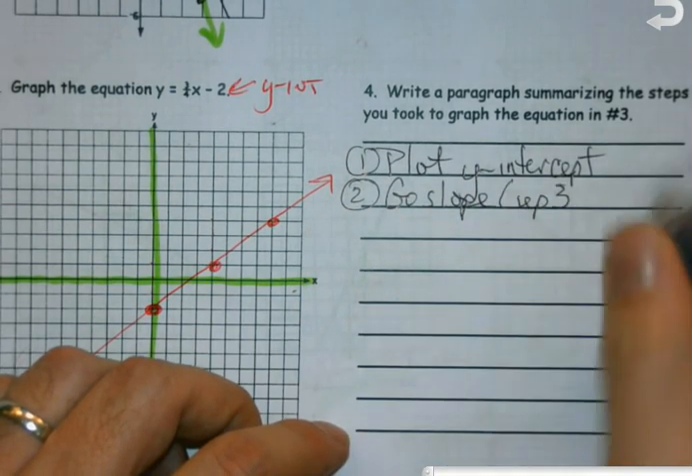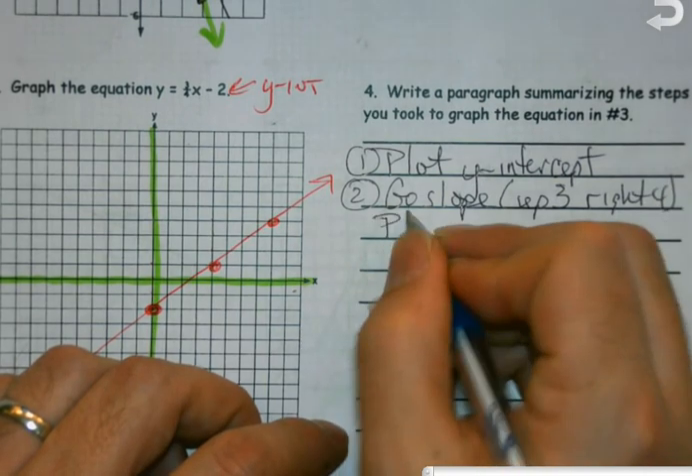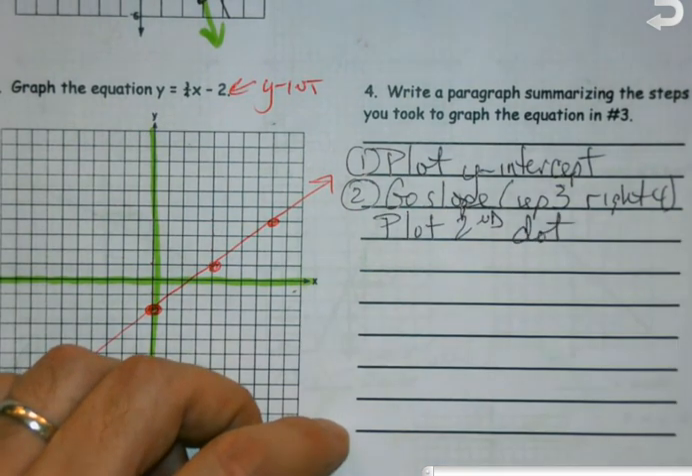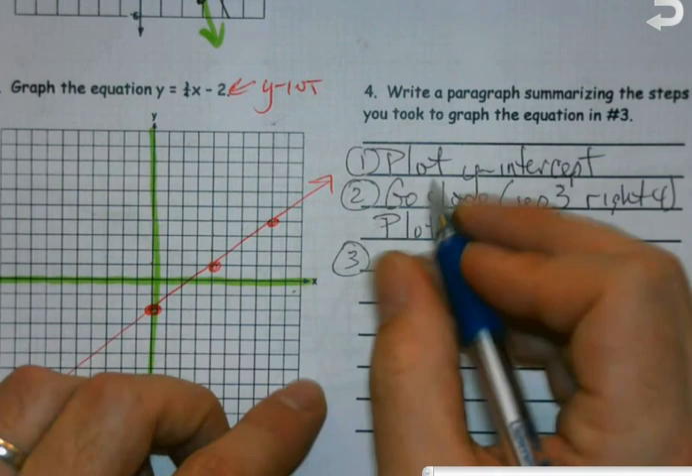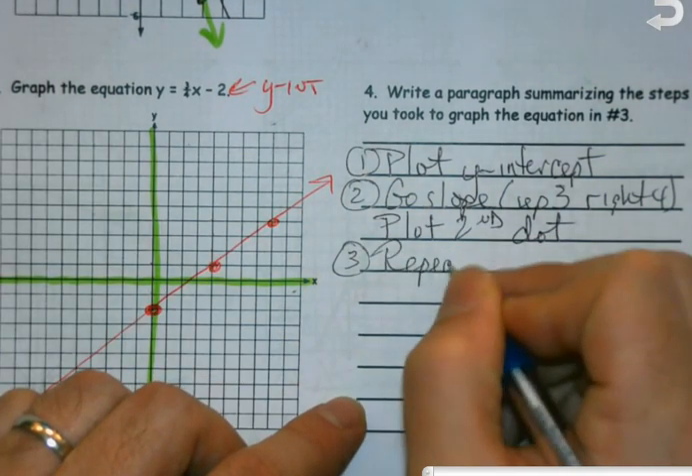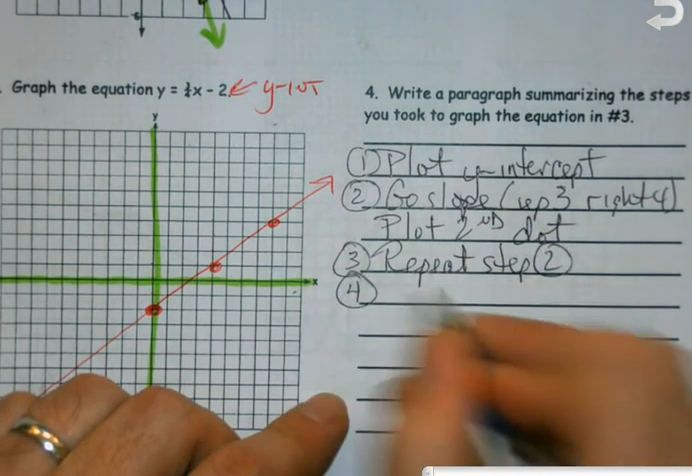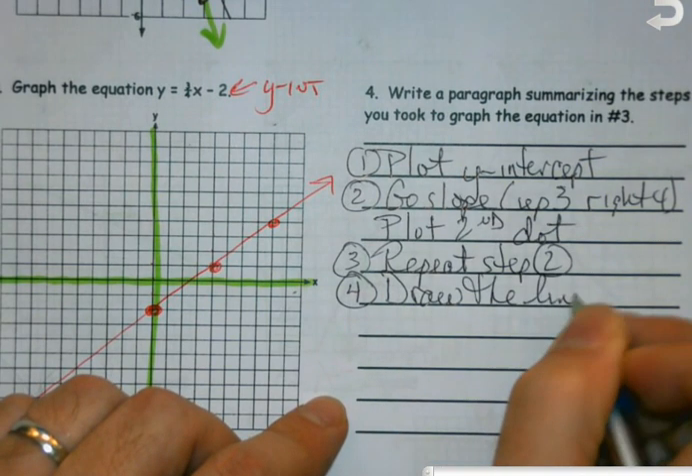In this case, it's up 3, right 4. Okay, perfect. So once I plot my y-intercept, I'm going to go slope and plot my second dot. And then for step 3, you can either repeat step 2, which is probably a good idea, because again, we saw up in number 1, I wasn't very good about drawing that. We're going to repeat step 2, and finally, draw the line. Much better than dealing with a paragraph.